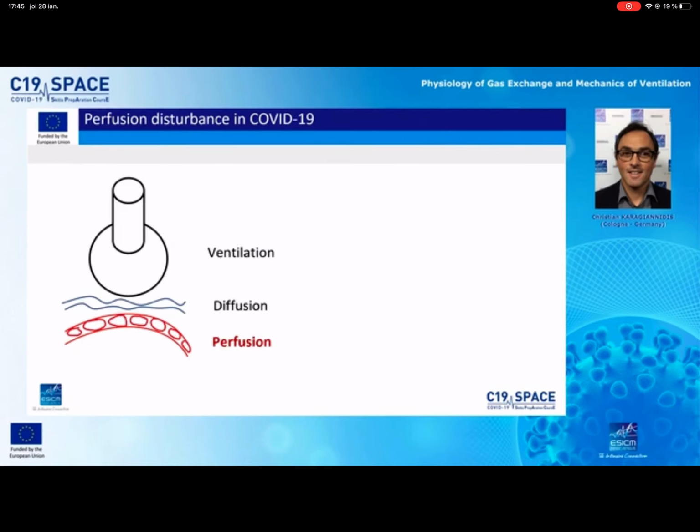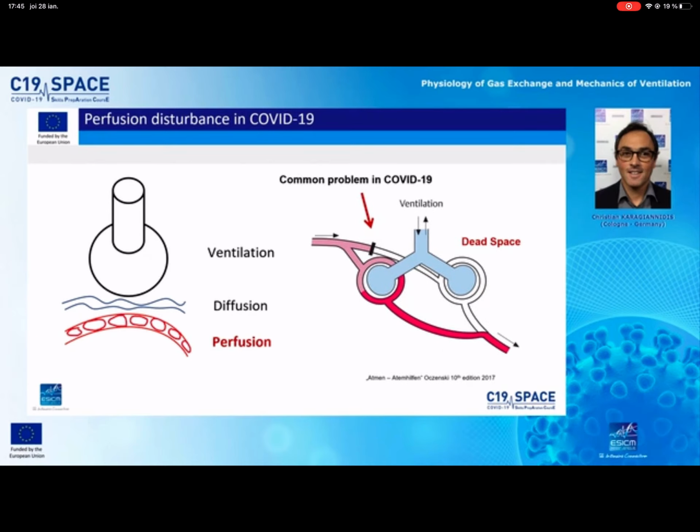The last point which is affected in COVID-19 patients is perfusion. And perfusion is a very common problem in COVID-19, and to my mind, much more than in patients, for example, with the normal flu. And disturbance of the perfusion means that parts of the lung are still ventilated but have no perfusion. And in contrast to the anatomical dead space, which you cannot influence, you have in this case a dead space which results from a mismatch of ventilation and perfusion and often occurs in these COVID-19 patients.